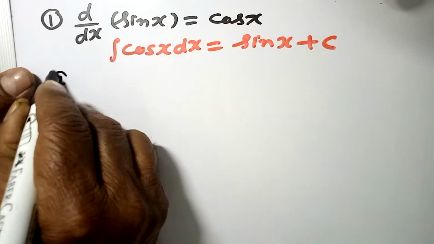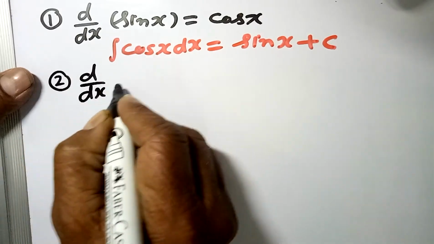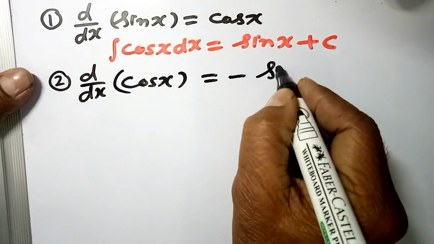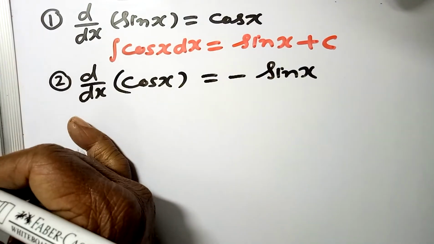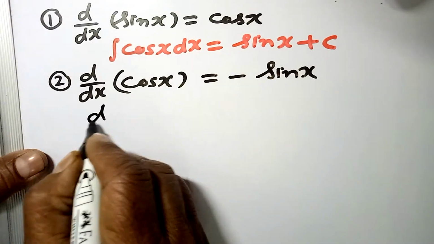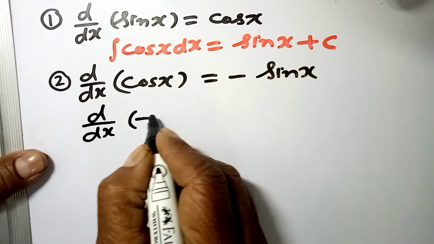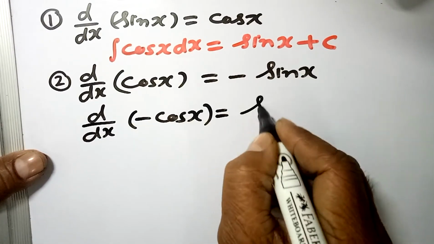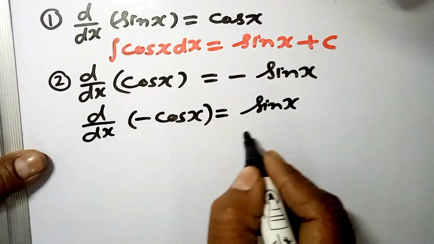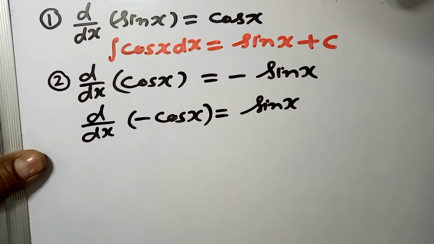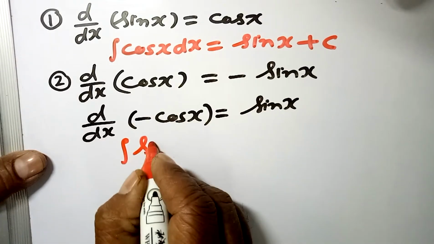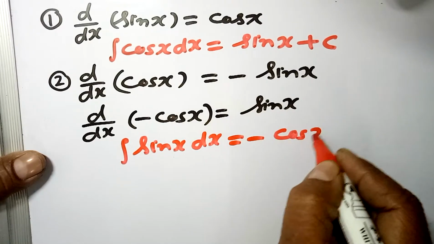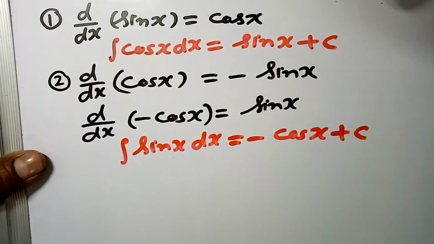Number 2, d dx of cos x is equal to minus sin x. That negative can be adjusted on the left side and we get minus cos x. Derivative of minus cos x is equal to sin x. And because of this, we can define the formula of integration as integral of sin x dx is equal to minus cos x plus constant of integration.